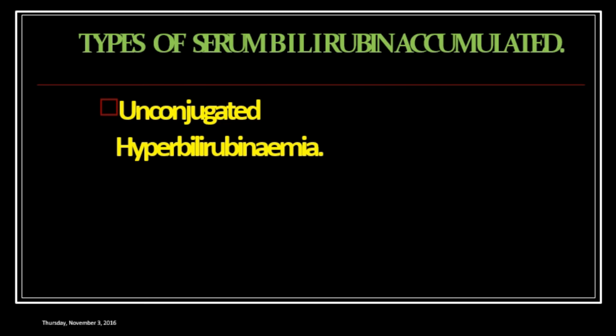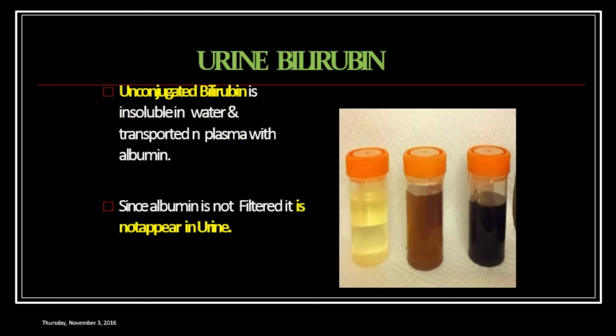Now this, we know, is water insoluble, if you remember. And we knew that it has to bind with albumin to go to the liver. So since it is water insoluble, you won't find this unconjugated bilirubin in your urine. So it won't appear in urine.